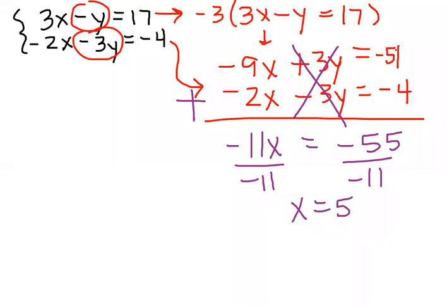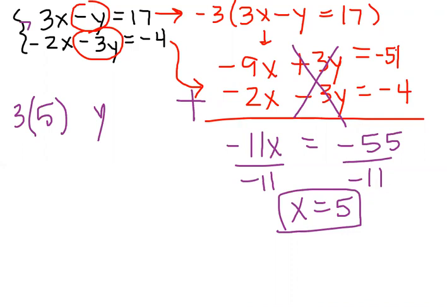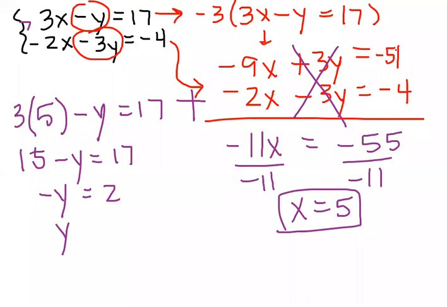And then you can take that value of x and substitute it back into either equation, really. I'm going to put it back into the top one. And then you can have 3 times 5 minus y equals 17. So 15 minus y equals 17. If I subtract 15, I get -y equals 2. And then solving for y, getting rid of that negative would make it y equals -2.